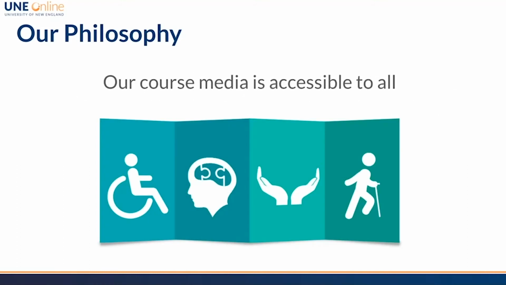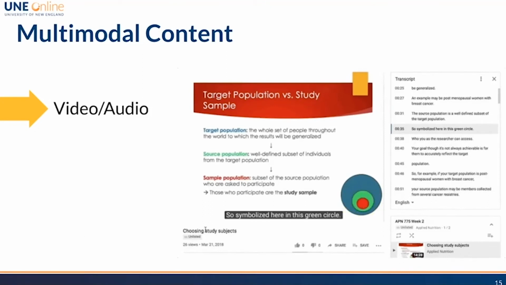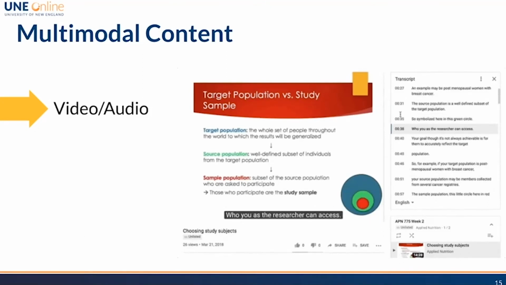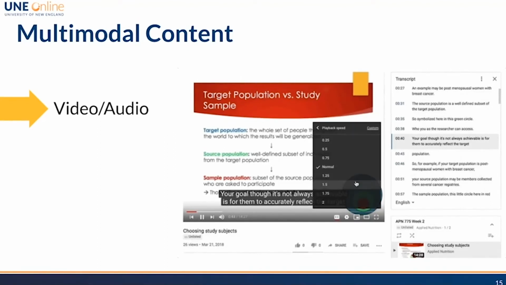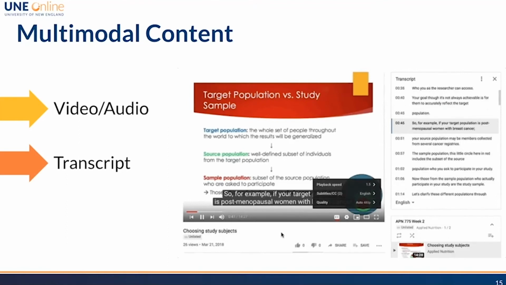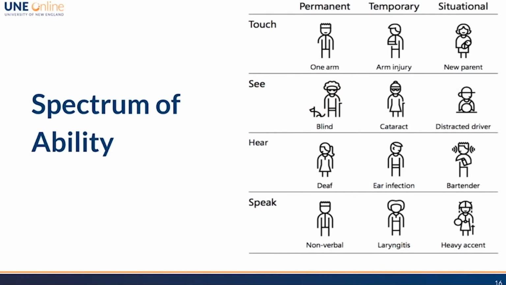Our philosophy is that our course media should be accessible to all. Accessible design is good design and benefits all students, regardless of their abilities. For instance, here you see we use multiple modes of content representation. It's a video, it's an interactive transcript, or a downloadable handout. When we design the student experience, that's what we think of when we say courses. We apply the universal design principles to ensure universal access to the course materials and activities.